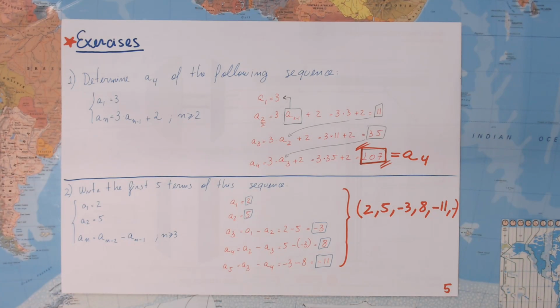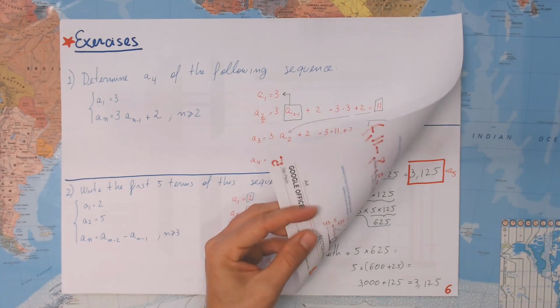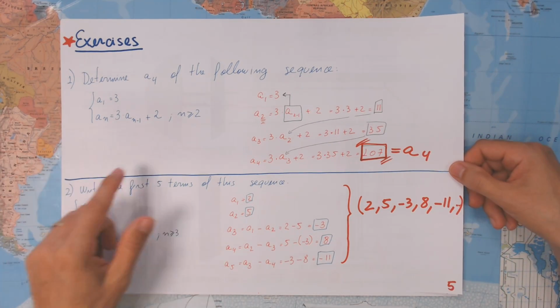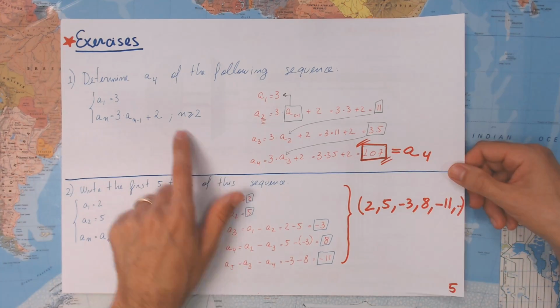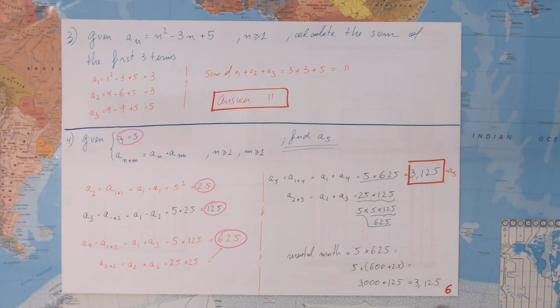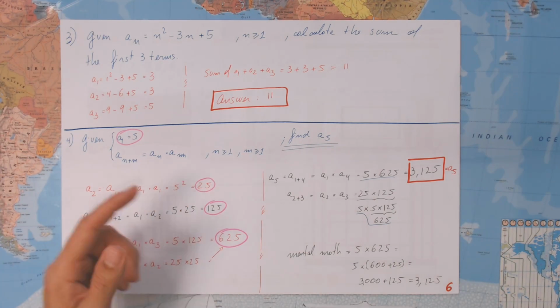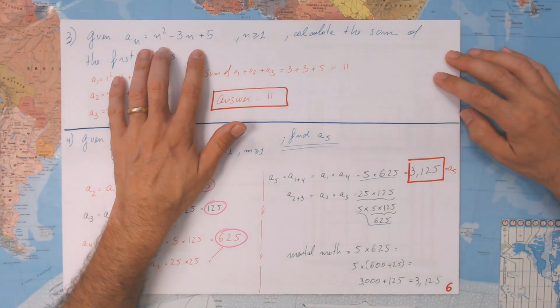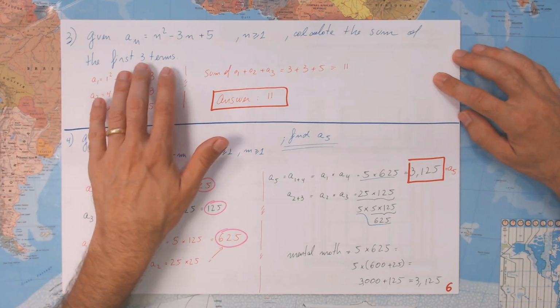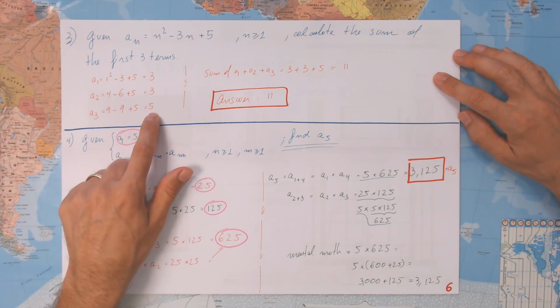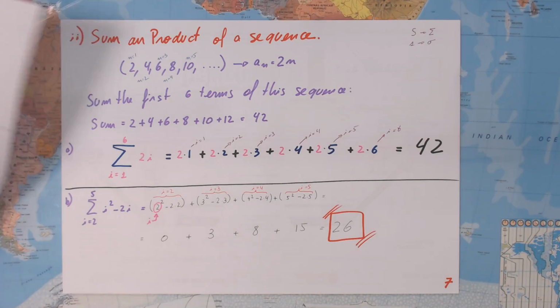And we have made some exercises about it. In this case, a1 is 3, and from the second term onwards we can just follow this rule. If you have to go to a specific video, this is the page you should go to. And we have made more exercises, like given this general term, calculate the sum of the first 3 terms. We have to calculate term by term and just add them. No problem so far.